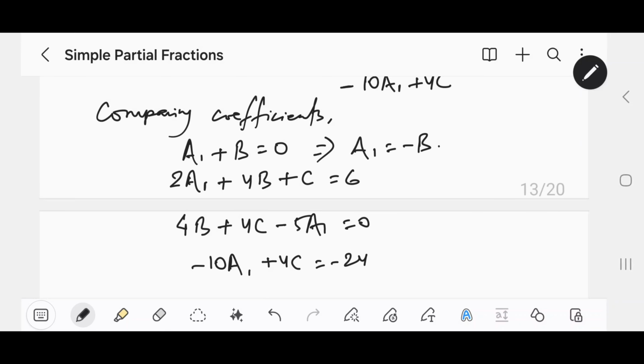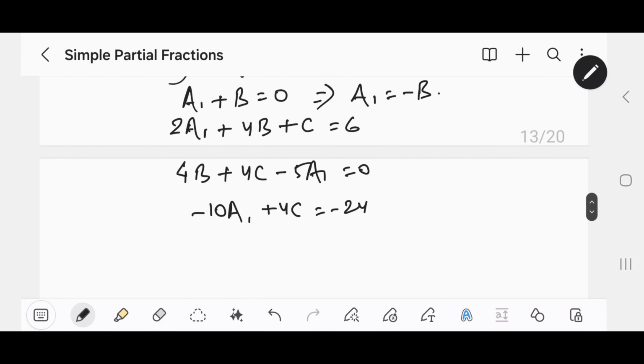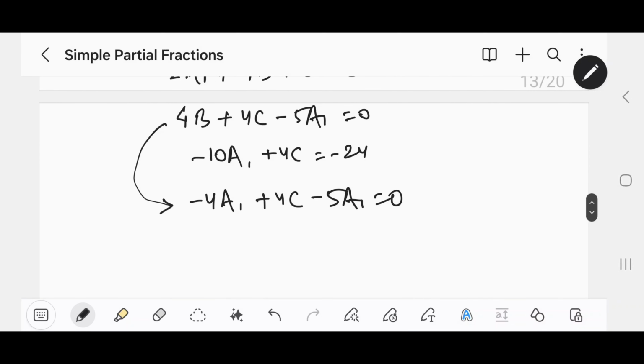So what we can do here is, let's use this equation. Let's replace b with a1. So b is minus a1, that's why minus 4a1 plus 4c minus 5a1 equals to 0, or 4c minus 9a1 equals to 0.